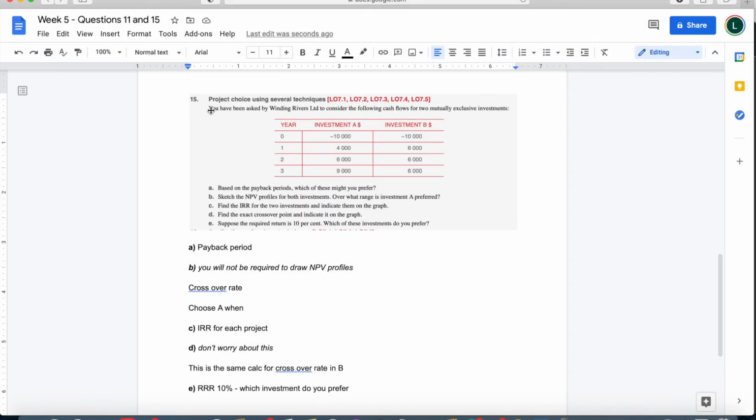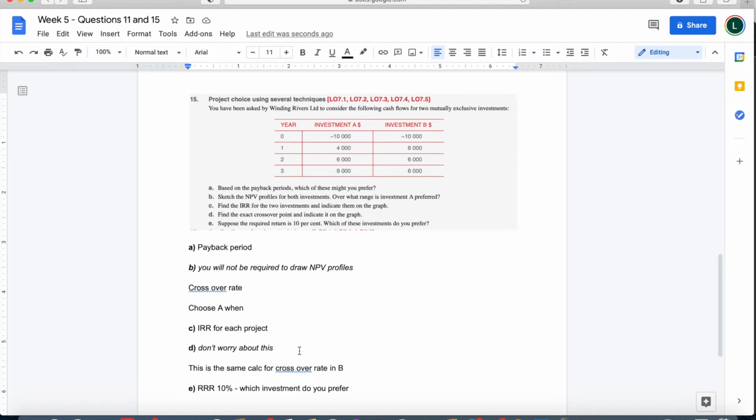I'm going to mention that part B and part D, I've written you will not be required to draw NPV profiles and/or indicate the graph. So anything to do with graphs, don't stress about, because that's not going to be accessible in exam conditions. It's going to be way too hard for everyone on the computer to be able to draw that. I wouldn't know how to do it, so don't worry about that.